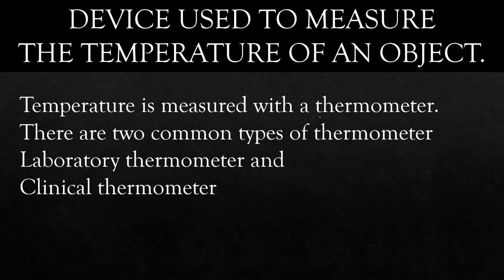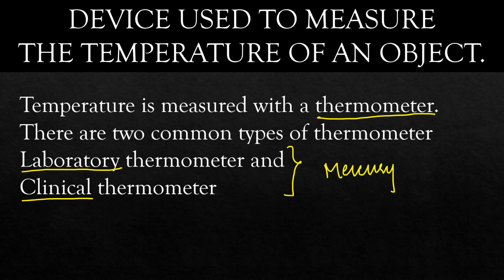We measure temperature using a thermometer. A thermometer has a scale marked on it which is used to read the temperature. Thermometers are of two types: laboratory thermometer and clinical thermometer. Both thermometers are mercury thermometers. When heat is provided to the thermometer, the mercury contained in the bulb expands and rises up.